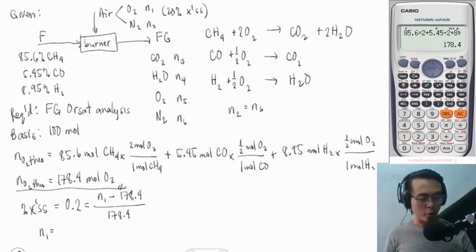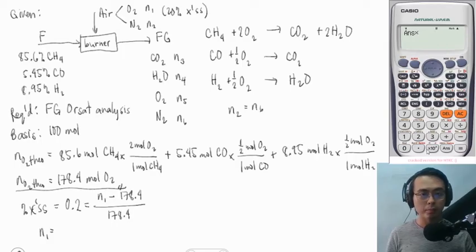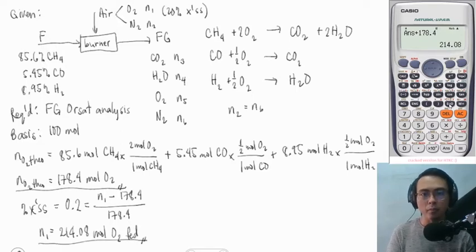So this is 178.4 times 0.2, and then plus 178.4. Okay, our N1 is 214.08 moles oxygen fed. That is already the value of N1. Now, from this value of N1, you can immediately determine the value of N2, because remember, the oxygen and nitrogen in the air exist at a constant ratio. There's 21 moles of oxygen for every 79 moles of nitrogen in the air.